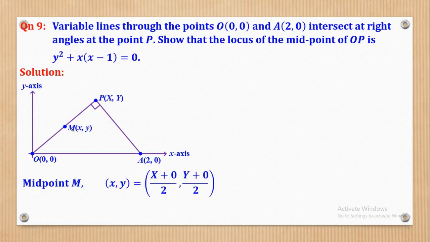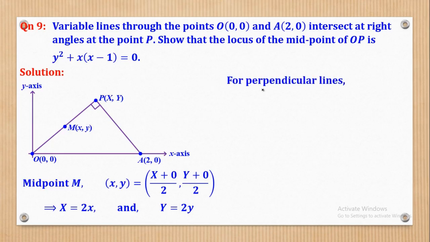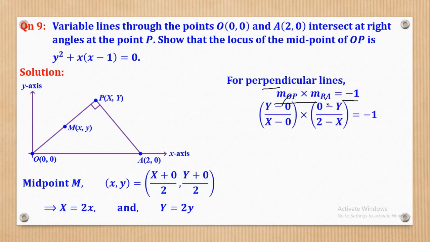So still we shall do the same. The midpoint there will be equal to the average of the x coordinates to give you that, and the average of the y coordinates to give you that. Therefore, capital X will be this and capital Y will be that. So we are making capital X and capital Y the subject because the locus they want is in lowercase. So we shall say that for perpendicular lines, the product of their gradients is equal to -1. So the gradient of OP is that, the gradient of PA is that, equal to -1.